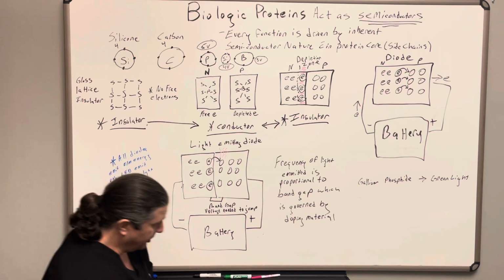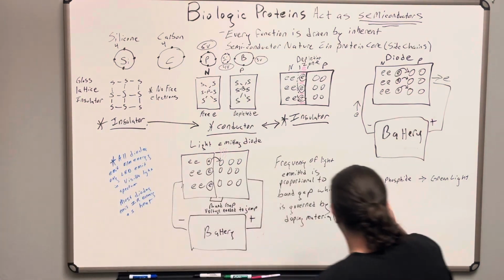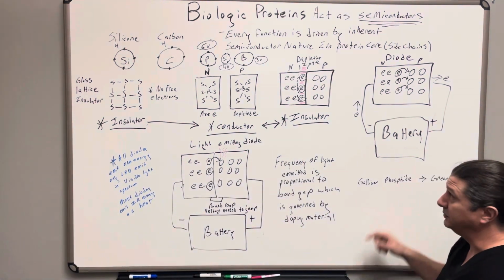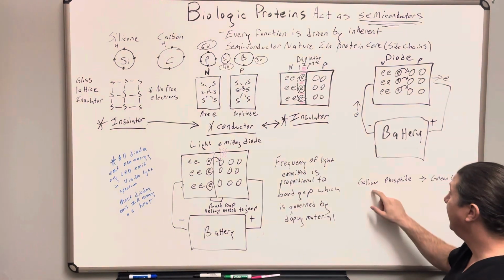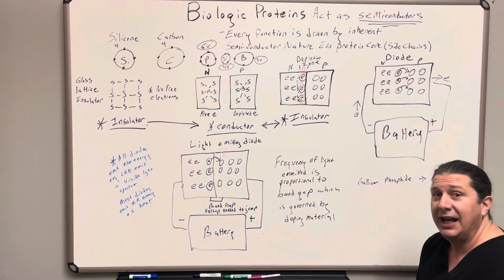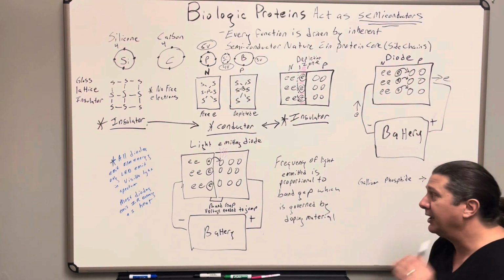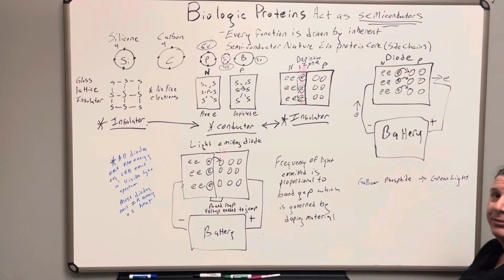So a common photodiode is gallium phosphide. So they're doping that silicon matrix with gallium and phosphide. When that happens and they run a certain voltage through it, they know they're going to get green light emission.